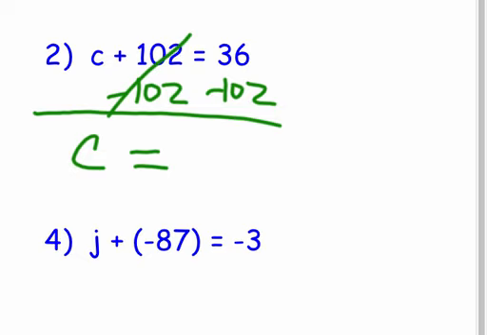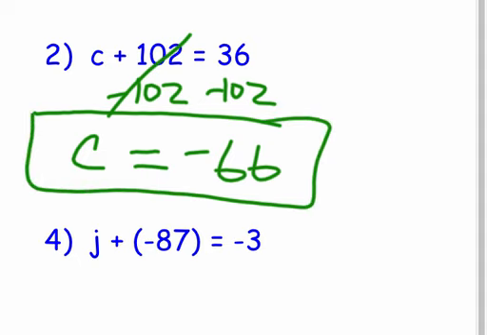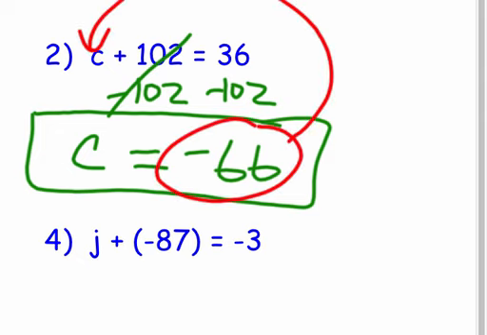Okay, and we're not too concerned about doing this mentally, so use a calculator if you'd like. We want to know that you understand the process of solving the variable. So 36 minus 102, or 36 plus negative 102, gives me a negative 66. Negative 66. And then we box our answer. So basically what that means is if I plugged in negative 66 for C, I would get 36 after I took negative 66 plus 102. So you can always check your answer.